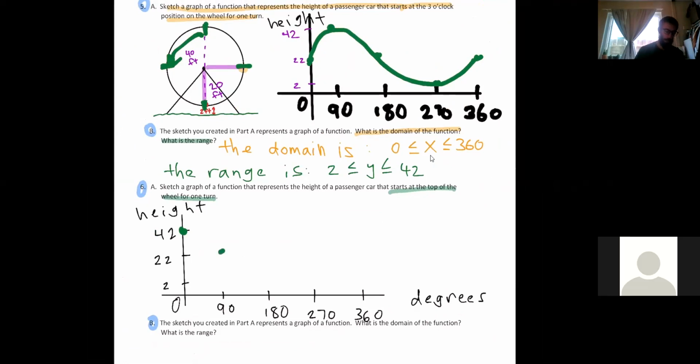Sweet. At 180 degrees, we've made it all the way down to the bottom, which is at 2 feet. At 270, sweet, we're now back at the same height as we were at the 90-degree rotation. So at the 90-degree rotation, we were at 22 feet, and at 270 we're back there. And as a full circle, we're back to where we started at 42. And there is our curve-like motion.